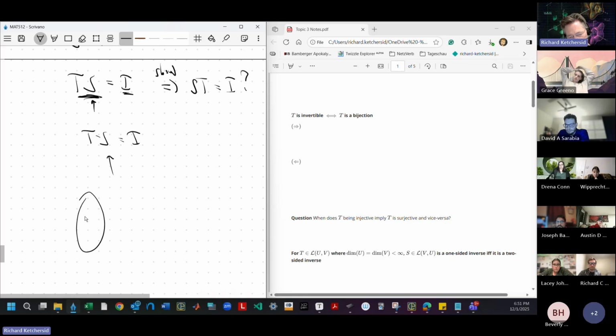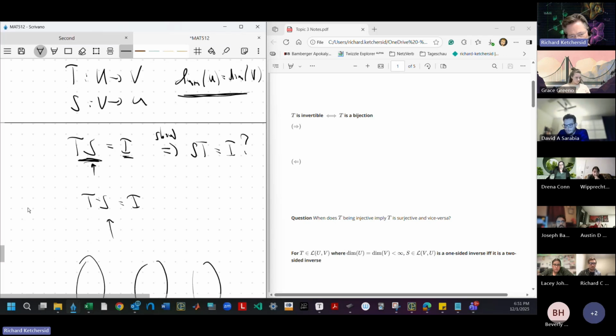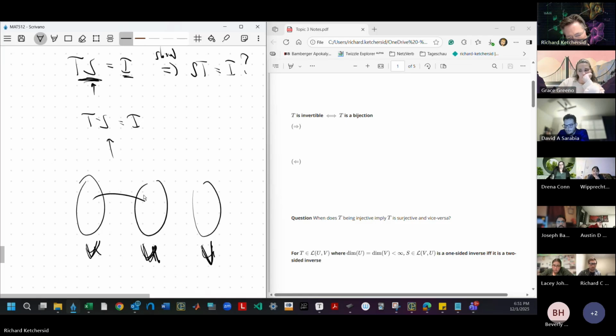I mean, we've got here U, we've got V, we've got U again. Let me turn it around: V, U, V again to make my picture work, right? And I'm doing S first, and then I'm doing T. So the picture is sort of an algebra 2 picture of functions, right? If two things got mapped to the same thing here, then their composition definitely will map to the same thing, right? So TS injective implies S injective.